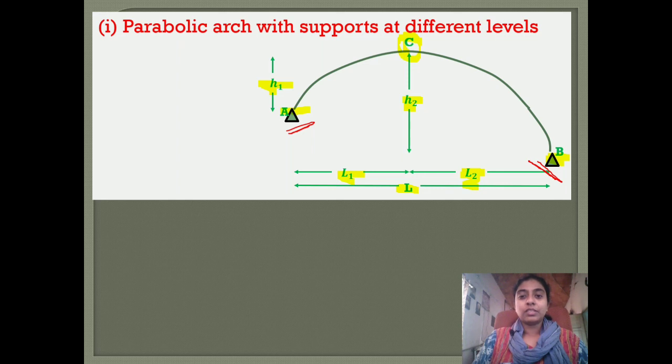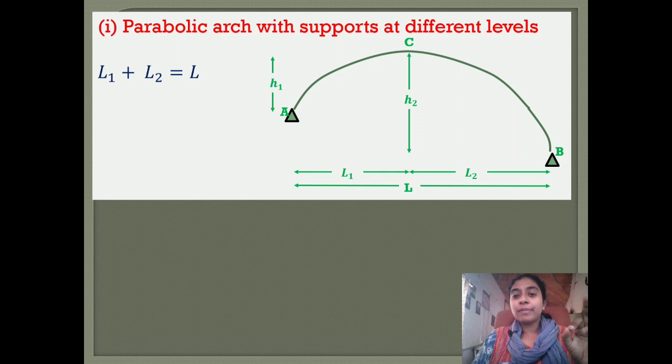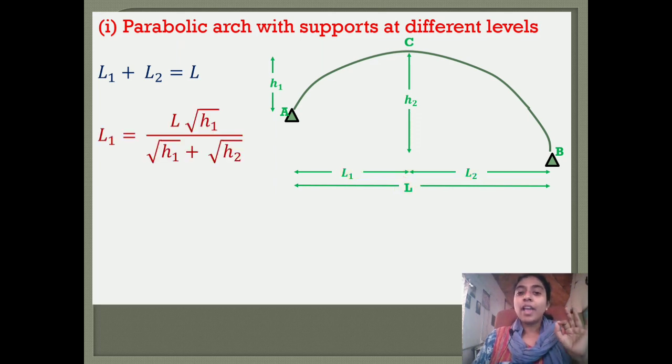Now, you can see from the diagram, the horizontal distance between the supports A and B is L. And this L is the summation of both L1 and L2, the summation of the distances AC and CB. L1 is the horizontal distance between the support A and the hinge C.